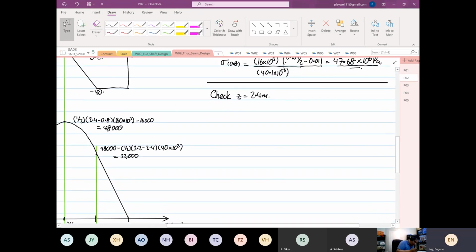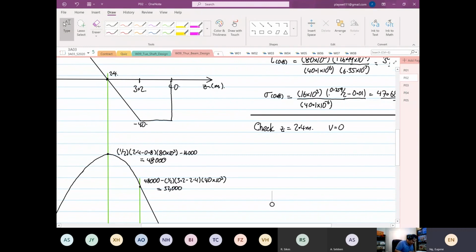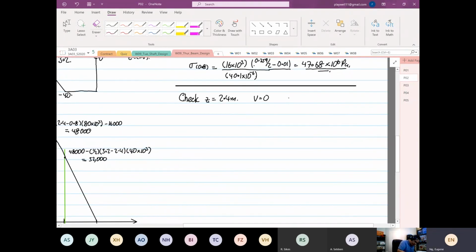So we know that V is equal to 0 now, right? That's 0. Then we have our moment. It becomes a maximum.